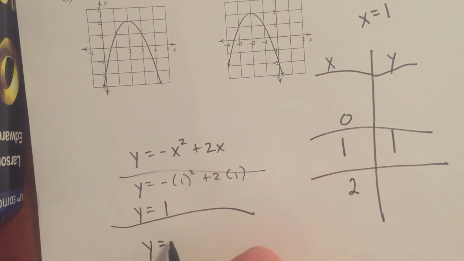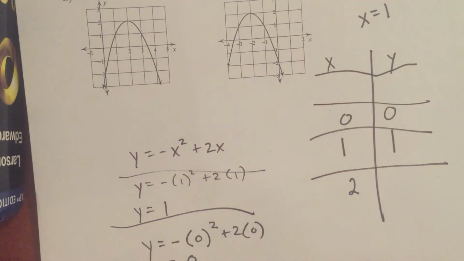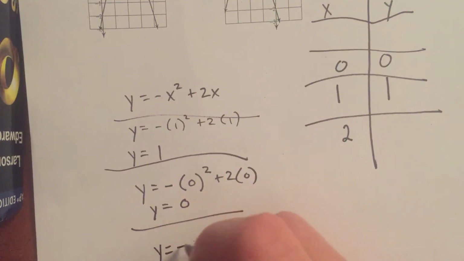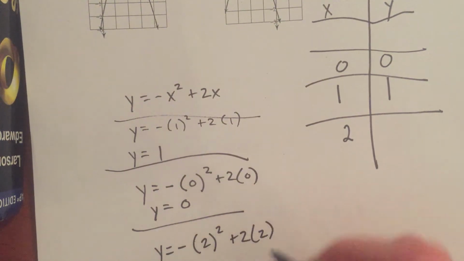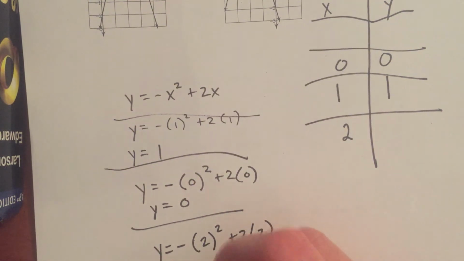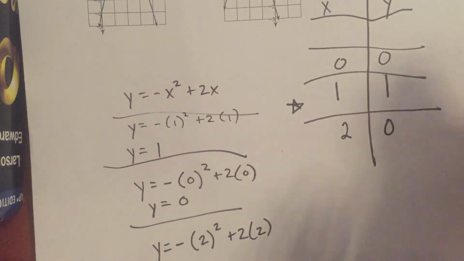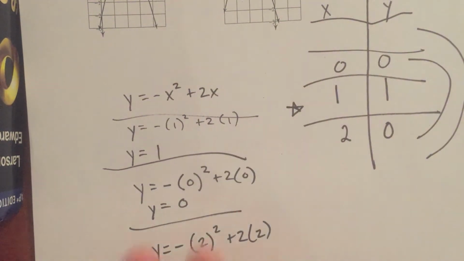So for 0, we have -(0) squared plus 2 times 0. You type that into your calculator, you get 0. Go to the 2 now. Try that one. y equals -(2 squared) plus 2 times 2. So that's going to give me a 0. And if what you've done is correct and your vertex point is correct, these should match up as you go out. Okay, so let's see if this is enough to match up my graph.